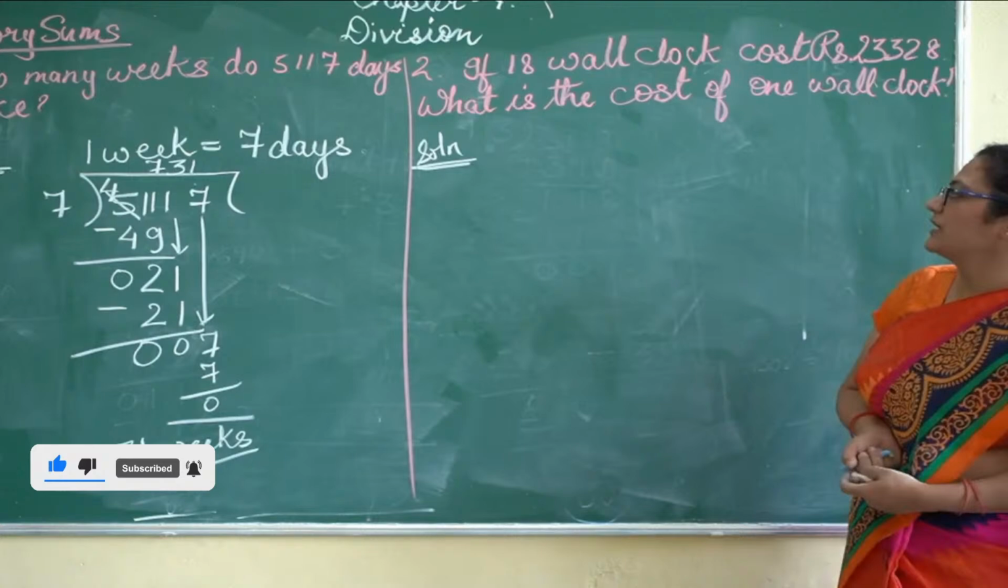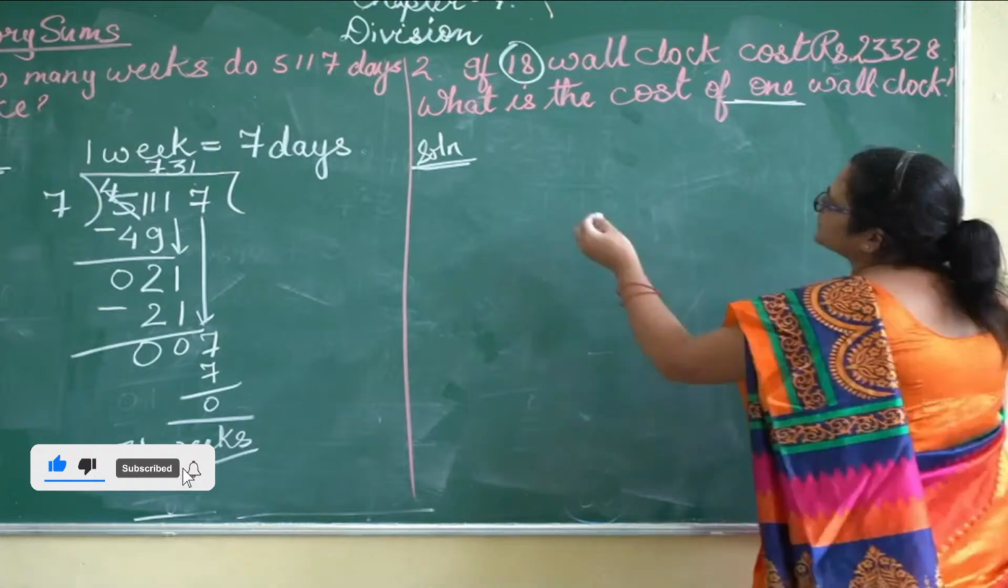How to write the solution? First we will write the statement. Cost of 18 wall clocks is how much? 23,328 rupees. We have to find the cost of one. If "each" or "one" is written in a question, what do we have to do? Divide. Cost of one wall clock.